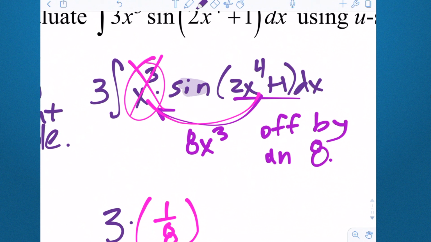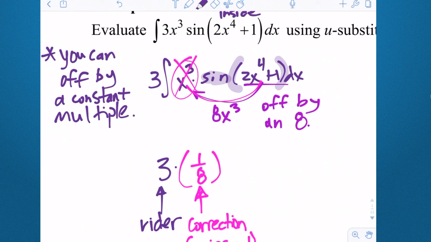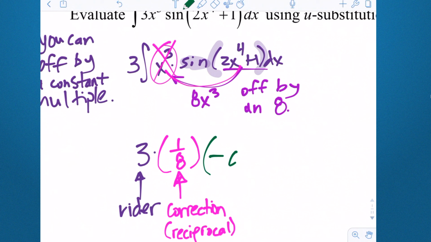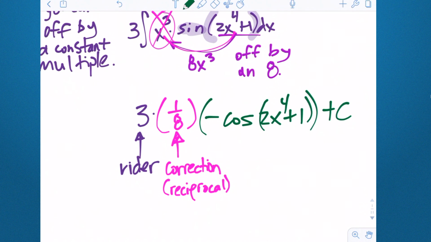And you move on to the all-important step, which is the integration. What is your inside function 2x to the fourth plus 1 inside of? It's inside of the sine function. And what's the antiderivative of sine? Negative cosine of the blob. And you are done. Okay? This negative here is your rule constant. And that's the most you'll ever have. A correction, a rider, and a rule.